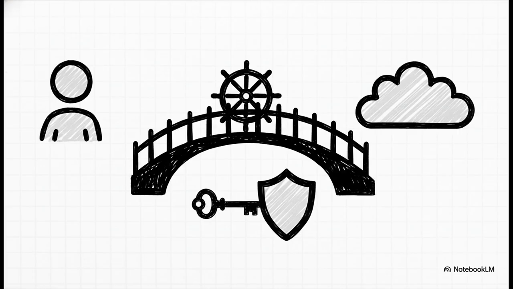And here's the crucial thing you have to understand. Freighter signs transactions for the user. This means our app never, ever sees their secret key. And that, my friends, is fundamental to dApp security.